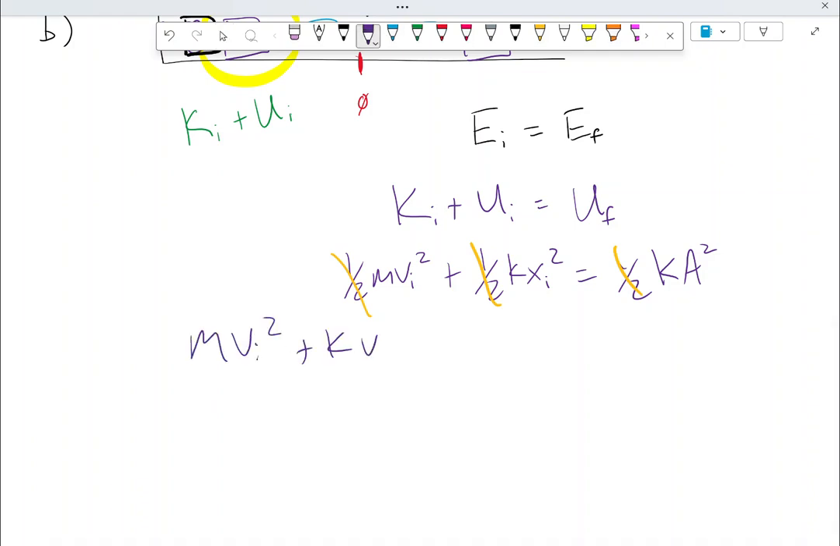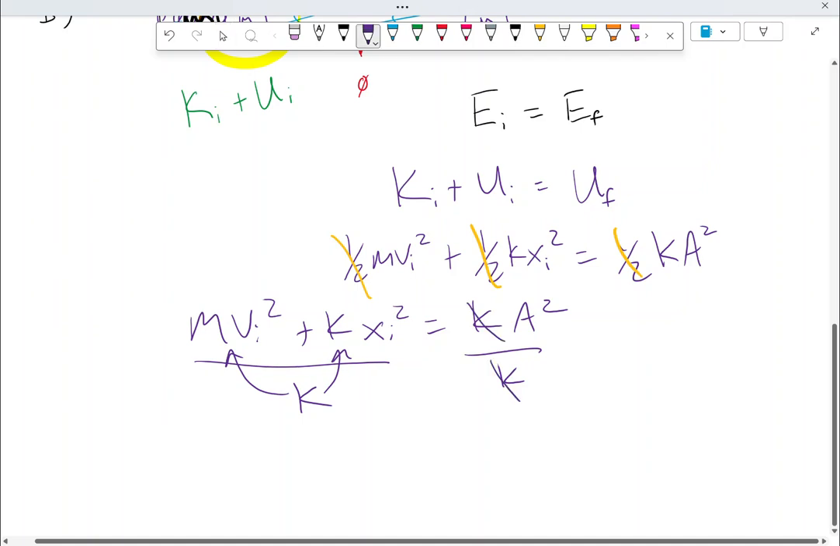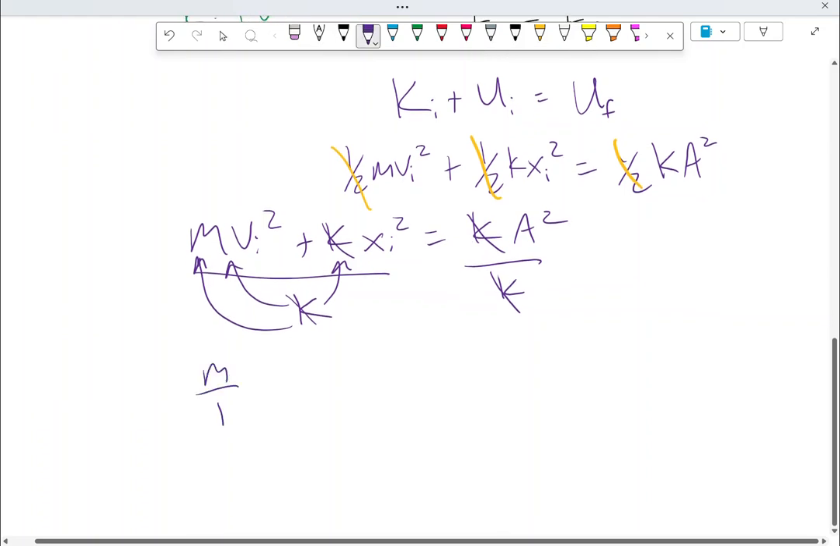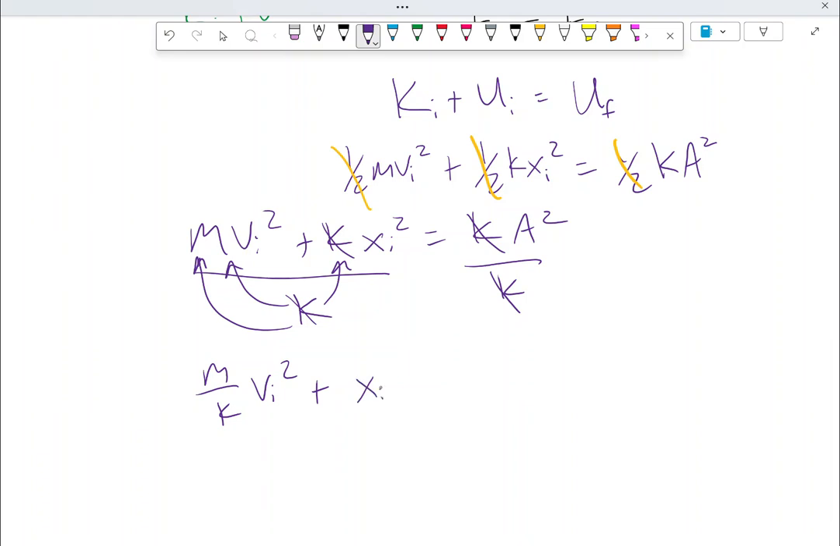I'll try to show some of the math here. I tend to go quickly with these videos because you can probably play them slower. So we won't have k. I'm going to divide everything by k. The k divides here and it divides here, so this k is going to cancel, and this k is going to cancel with this k, but I still have to put it under that one. So it's going to be m over k times v initial squared plus x initial squared equals A squared.